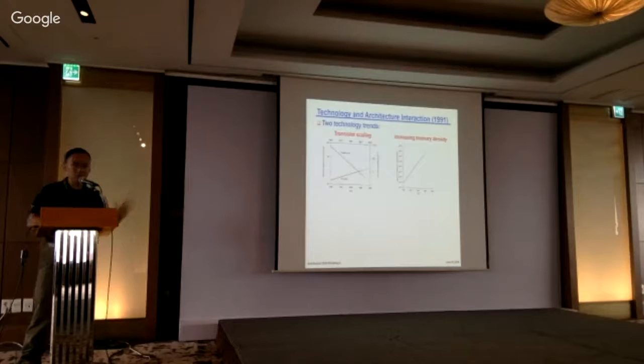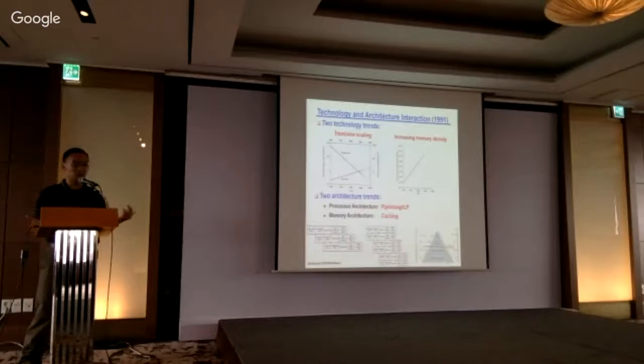What they said in that article is that there are two major technology trends at the top. One is technology scaling, where transistors become smaller, faster, and better. The other trend is the increasing memory density. These two technology trends brought two architecture trends at that time. One enabled processor architecture improvements in terms of pipelining and instruction level parallelism. The other helped memory architecture enable multi-level caching and improve performance. So this is a great article about this trend.